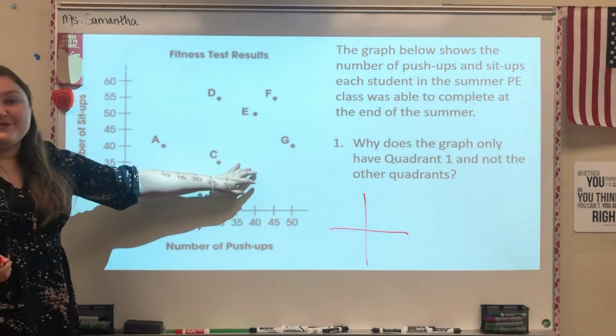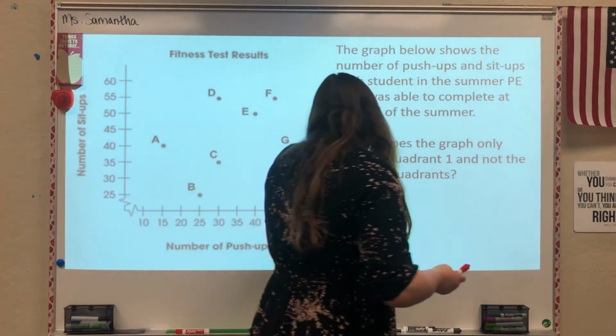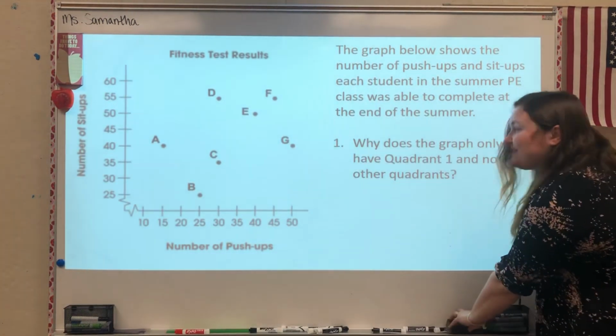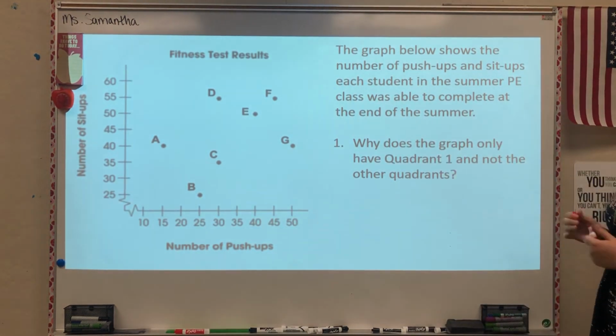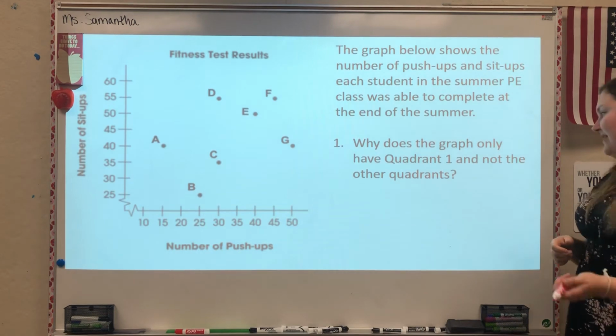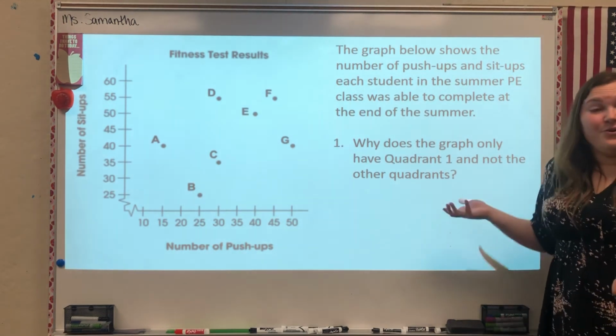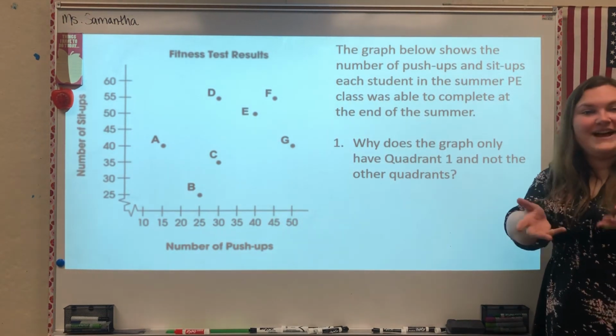Now that we've gone through the main differences with this coordinate plane compared to our other ones, we can start looking at some of the questions. The first question is asking, why does the graph only have quadrant 1 and not the other quadrants? We've already talked through that question. Go ahead and answer it now.